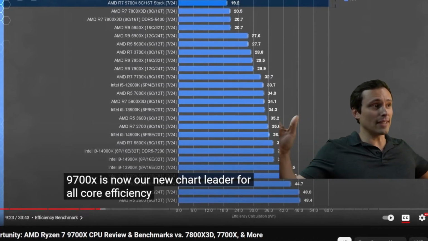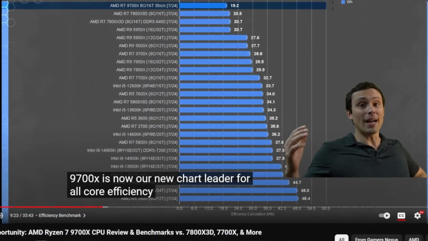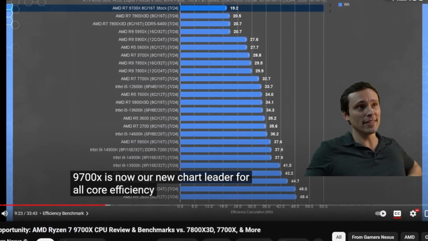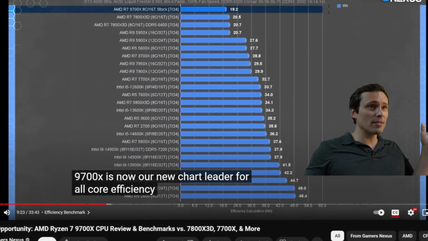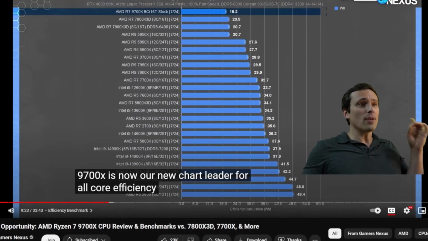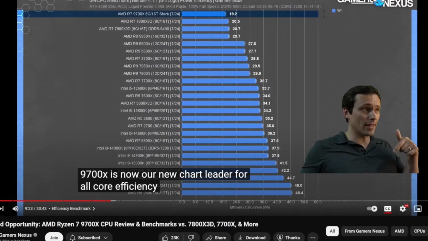And I'm not saying that Gamers Nexus did anything wrong. They included a ton of CPUs here. I think they tested even more that just didn't fit onto these charts, and we'll probably see even more on their website that they put up there. And not everybody can test every single CPU. But the problem is that I think we should be comparing against the 7700 non-X.